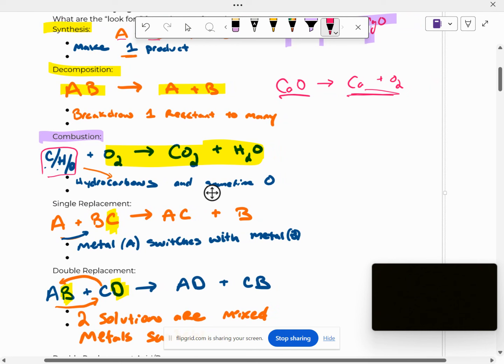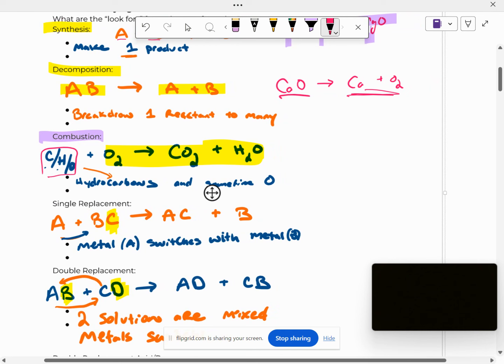So if you had something like propane, C3H8, that's the hydrocarbon, which is anything with carbon and hydrogen. And then every time you're going to have oxygen plus the hydrocarbon goes to CO2 plus H2O, no matter what, every time. So when you're identifying those, you're just looking for something that's got a hydrocarbon in it. That's a combustion reaction.